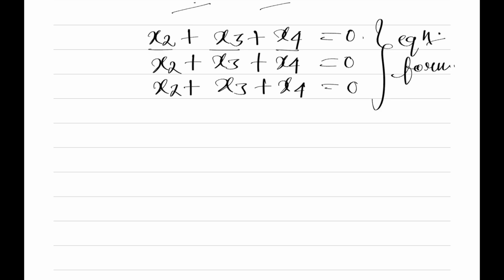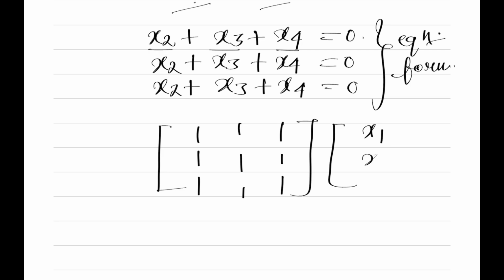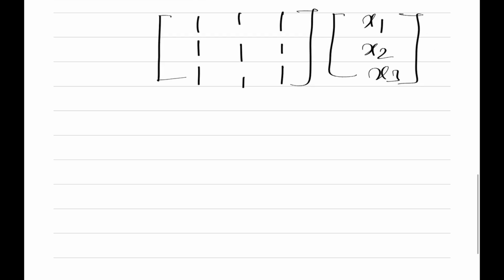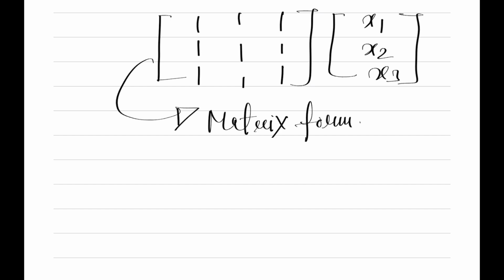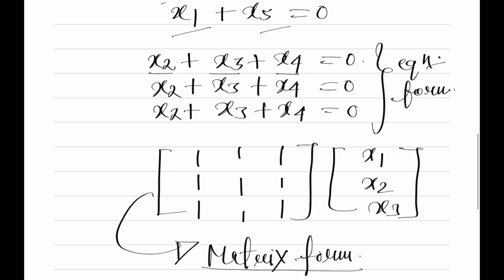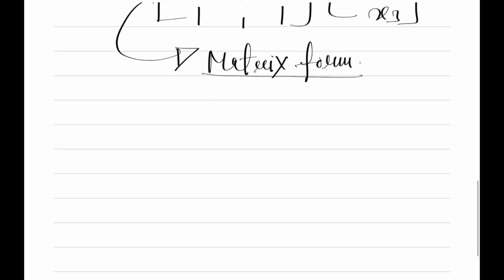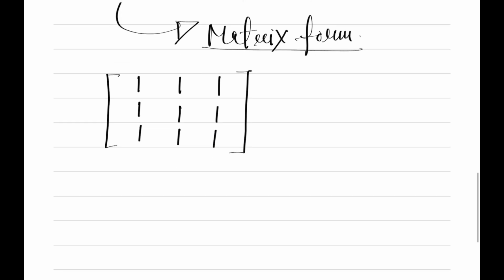We have simplified our 1 1 1 1 1 1 1 1 1. This is our x1, x2, x3. This is our matrix form. So now it is clear what matrix form and equation form are. Now we solve our problem. We now know what the partition technique is, and this technique is useful in bigger problems which look similar.